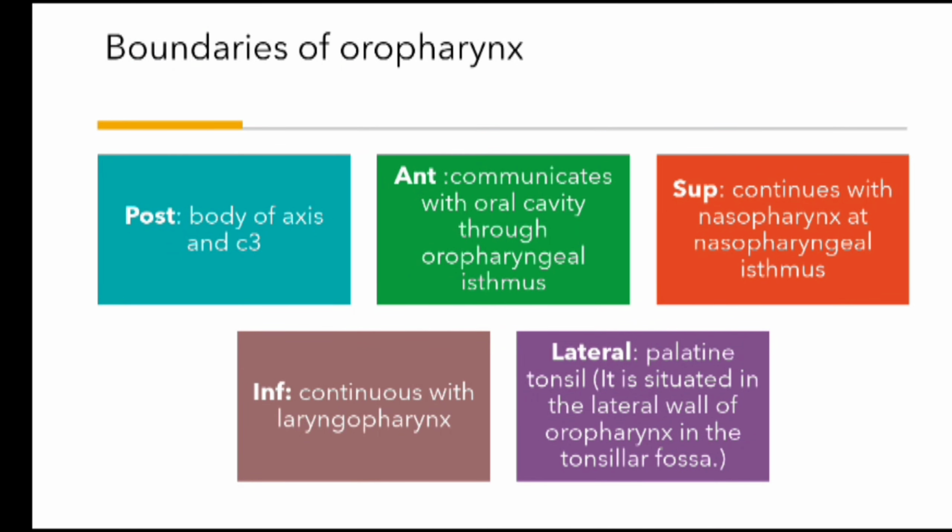If we talk about the boundaries of the oropharynx, the posterior boundary is bounded by the body of the axis and C3, and the anterior boundary communicates with the oral cavity through the oropharyngeal isthmus. Superiorly, it's continuous with the nasopharynx at the nasopharyngeal isthmus, and inferiorly, it's continuous with the laryngopharynx. Laterally, we can see the palatine tonsil, which is situated in the lateral wall of the oropharynx in the tonsillar fossa.